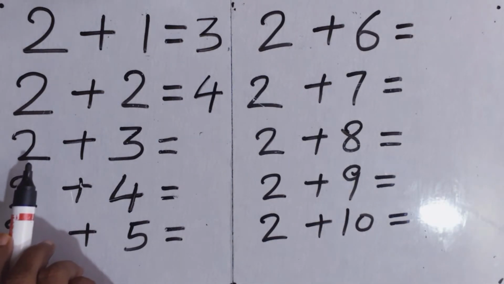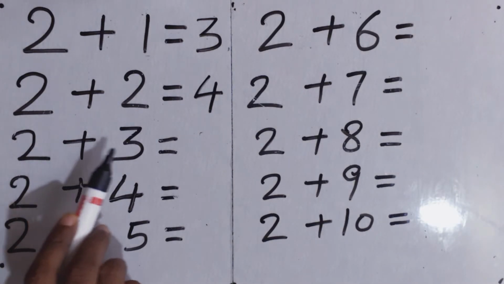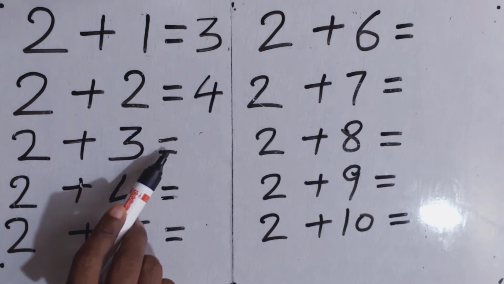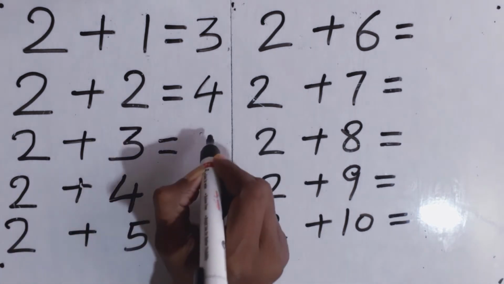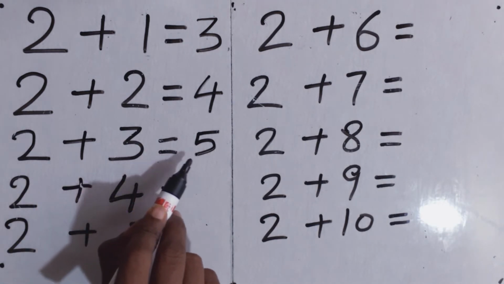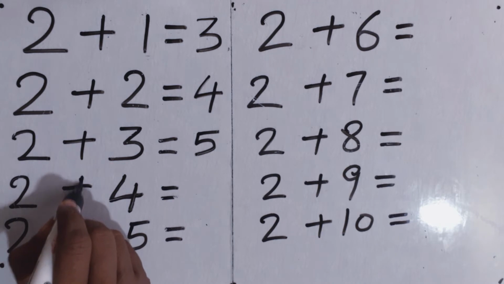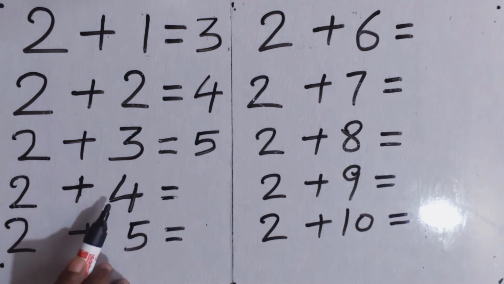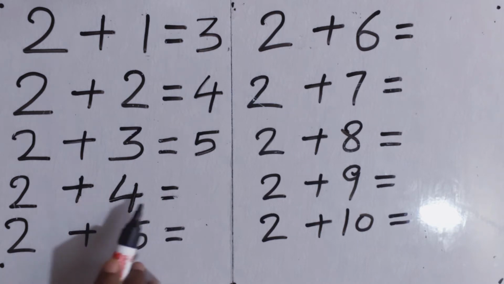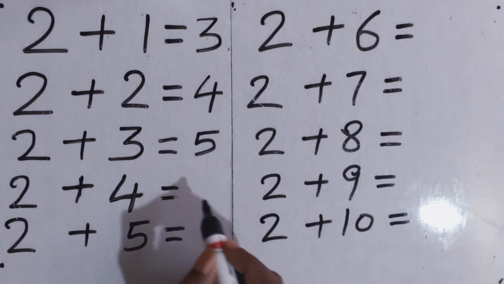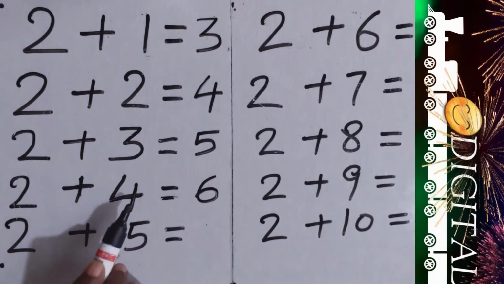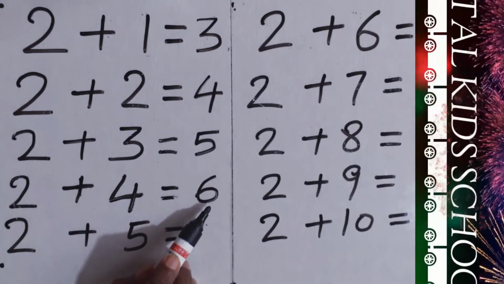Now tell me the answer. What is the answer? 2 plus 3 is equal to, write the answer, 5. 2 plus 3 is equal to 5. Now tell me the answer. What is the answer? 2 plus 4. 2 plus 4 is equal to, write the answer here, 6. 2 plus 4 is equal to 6.